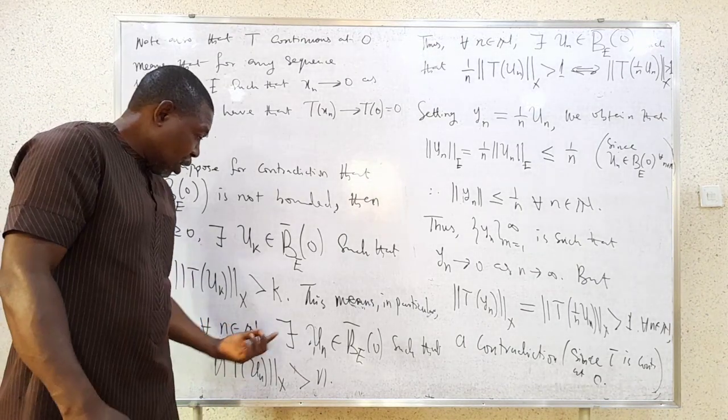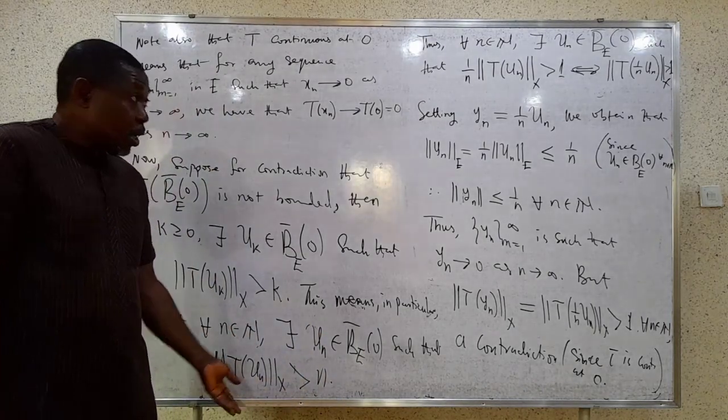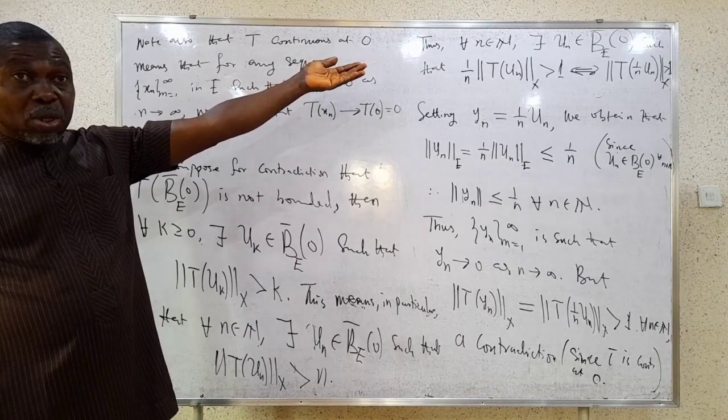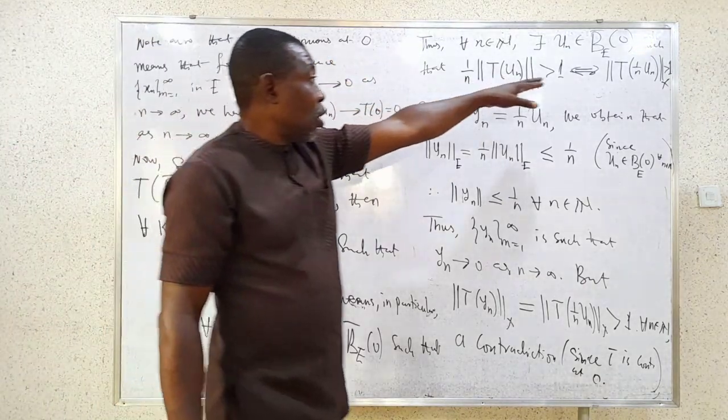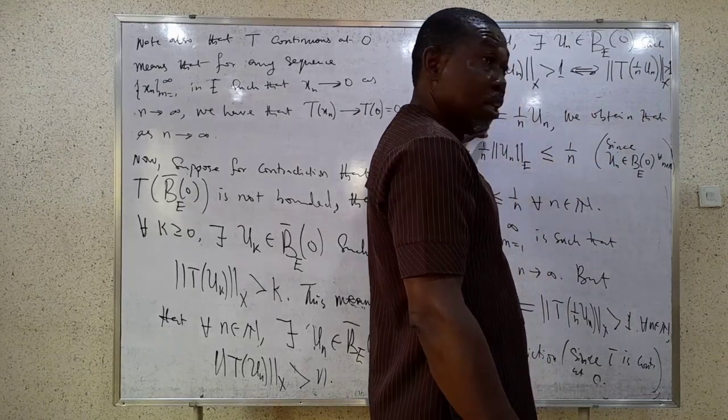So for each n in N, I have a sequence u_n for which this will happen. And that's where the sequence came from. From that u_n, we constructed that little modification, and we got this. So if I now set y_n to be this sequence, we examine its behavior.